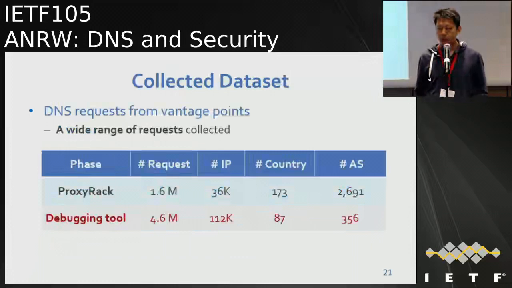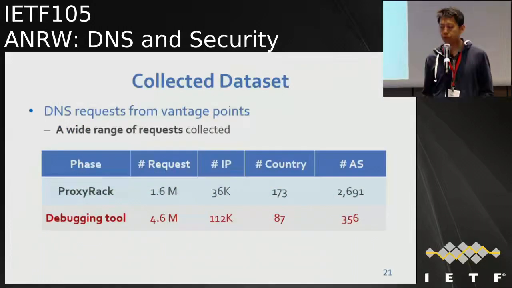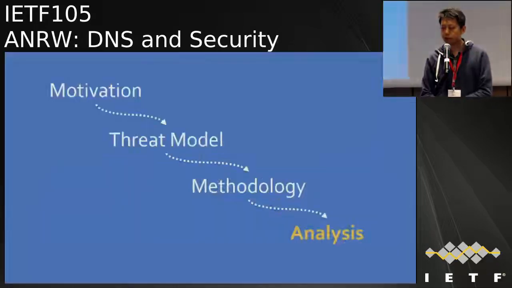Okay, so in the end, by using these two platforms, we're able to send 6 million requests to the public DNS resolvers and to our authoritative name servers, and we have good coverage of the geolocation. We have more than 170 countries observed in our data set, and more than 3,000 autonomous systems (AS). So we believe this is a really good data set to look into.